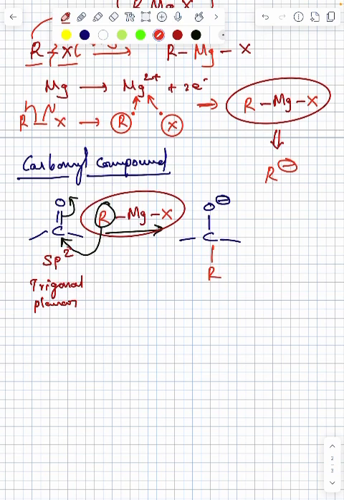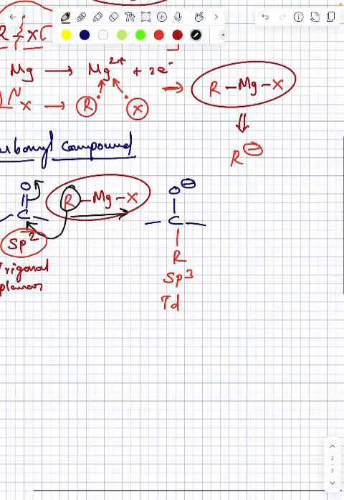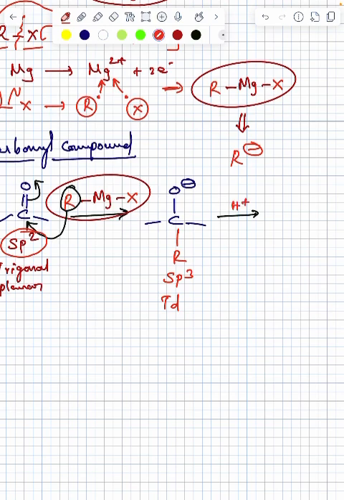Now here the sp2 hybridization is converted into sp3 hybridization. If the hybridization is changed, then according to VSEPR theory, the geometrical structure is also changed. Here I get a tetrahedral, unstable intermediate. After that, I do the protonation. Now what will happen? This O minus abstracts the proton, and then it will become the alcohol.